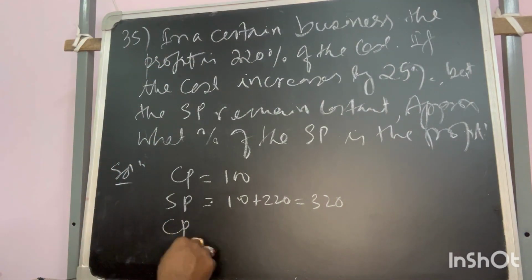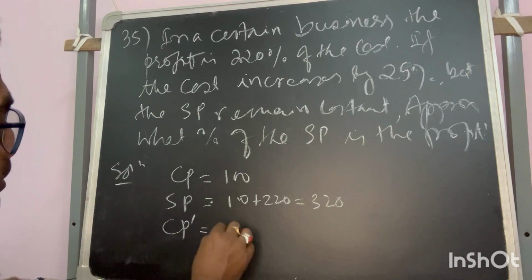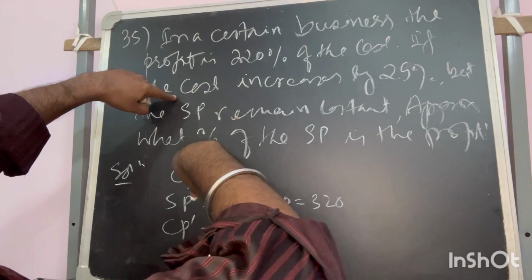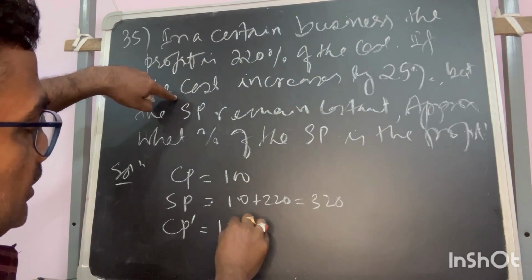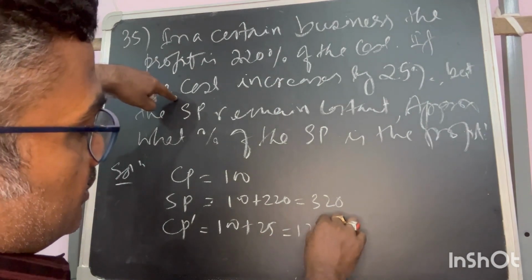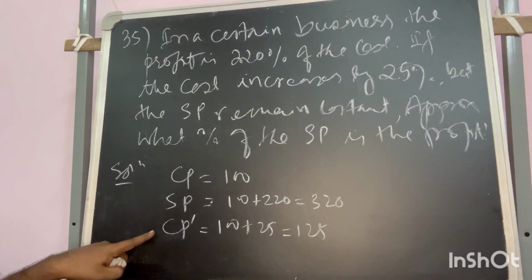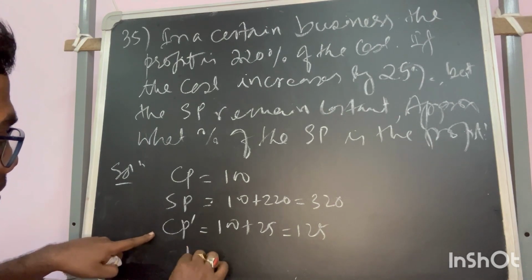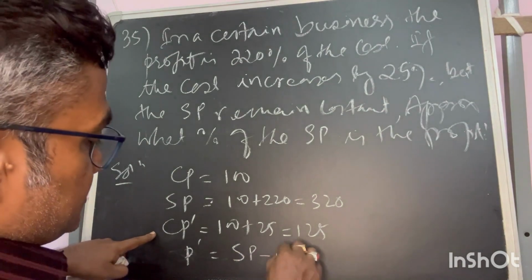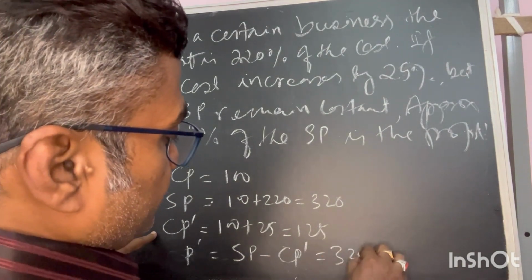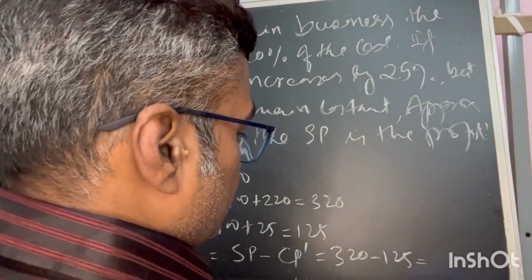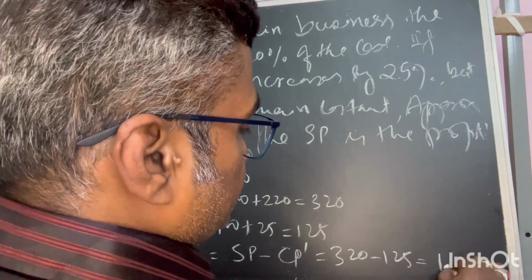And the cost price for the second case, let's say CP dash, has increased by 25%. The cost price is increased on the cost price itself, no? So that means the earlier cost price plus 25%. If I add 25, I will get the actual cost price of the second case, 125. So the profit for the second case, let's say P dash, will be SP minus CP dash, that is 320 minus 125. Understood? So that is equal to 195.